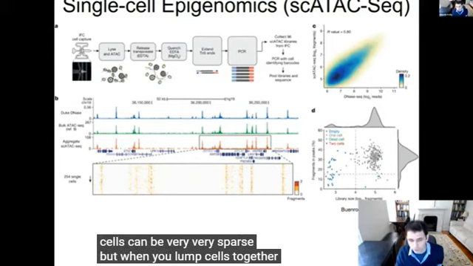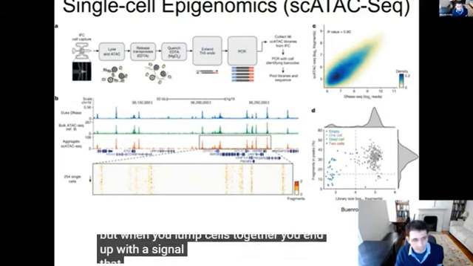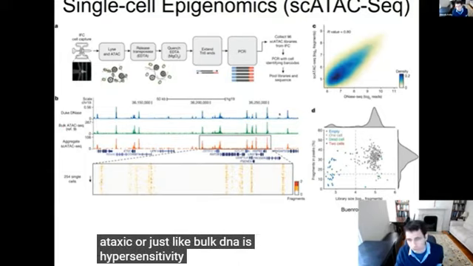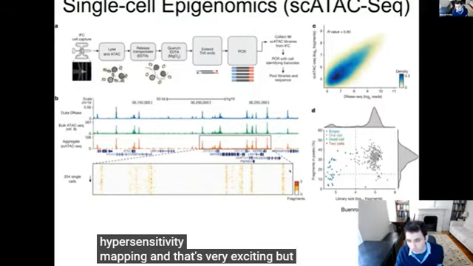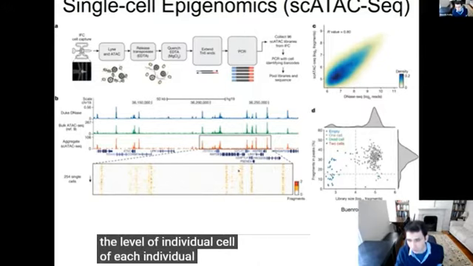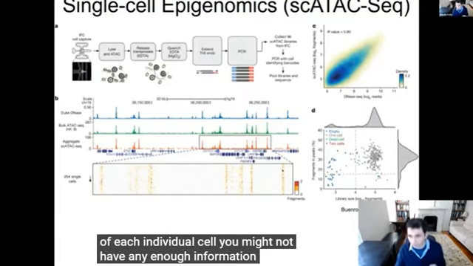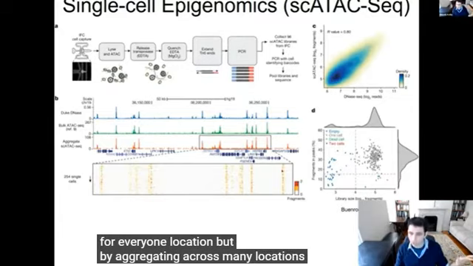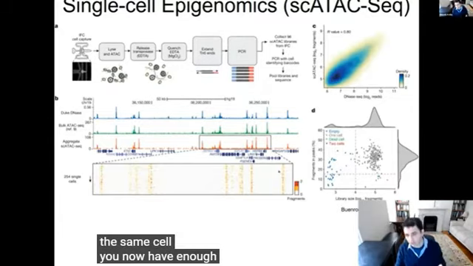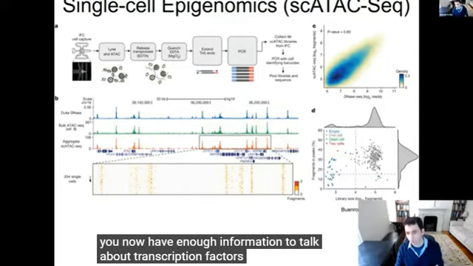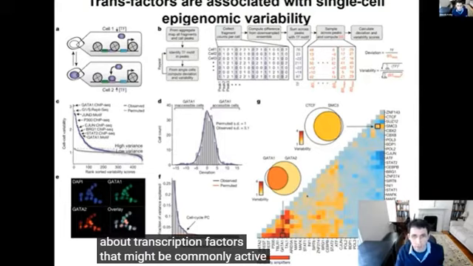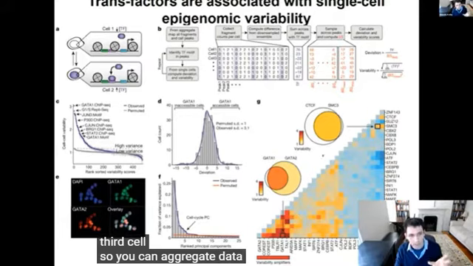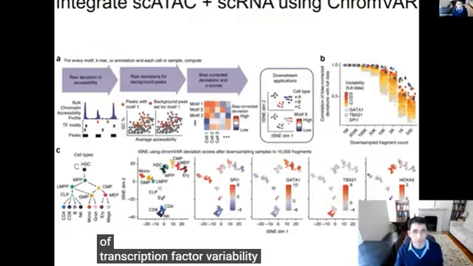But when you lump cells together, you end up with a signal that in aggregate looks just like bulk ATAC-seq or just like bulk DNase hypersensitivity mapping. And that's very exciting. But at the level of each individual cell, you might not have enough information for every one location. But by aggregating across many locations of the same cell, you now have enough information to talk about transcription factors that might be commonly active in one cell versus another cell versus a third cell. So you can aggregate data at the level of transcription factor variability.